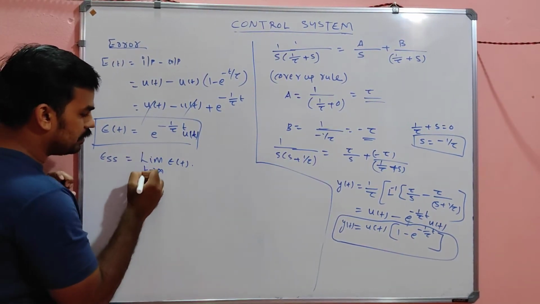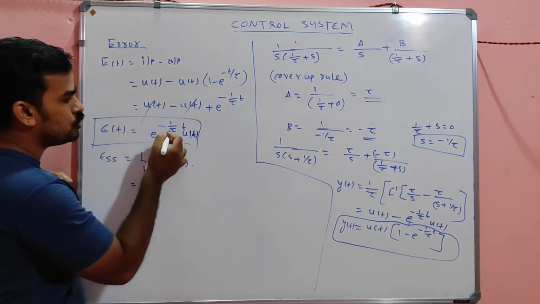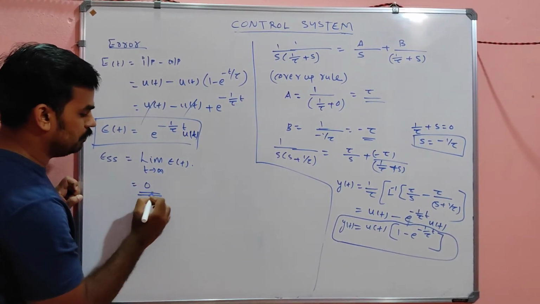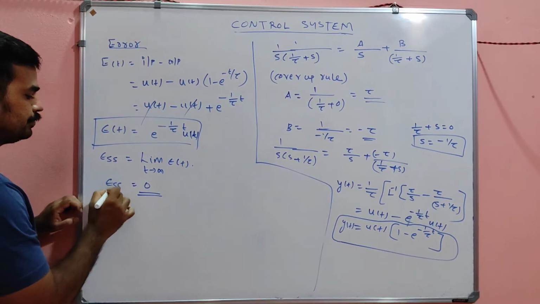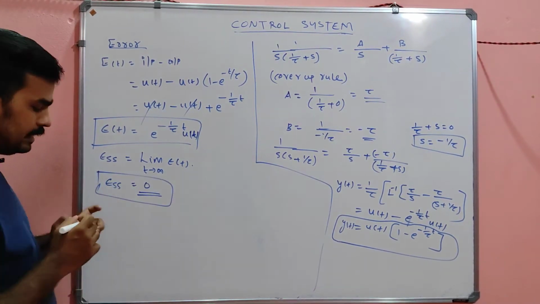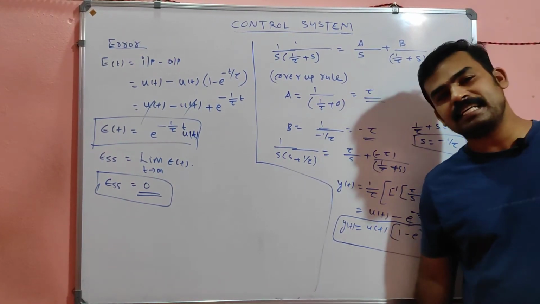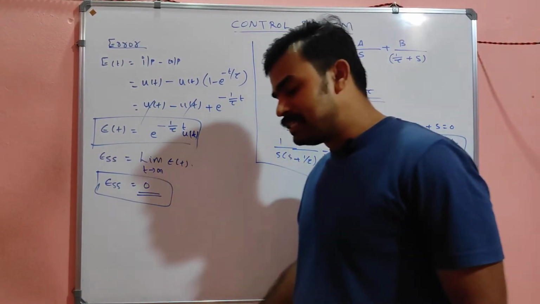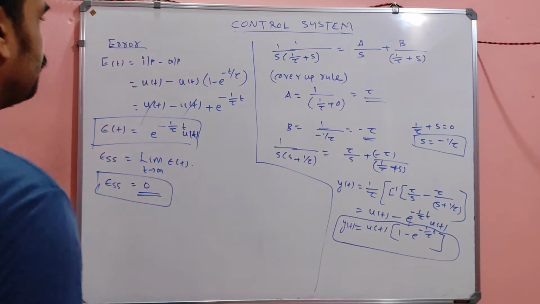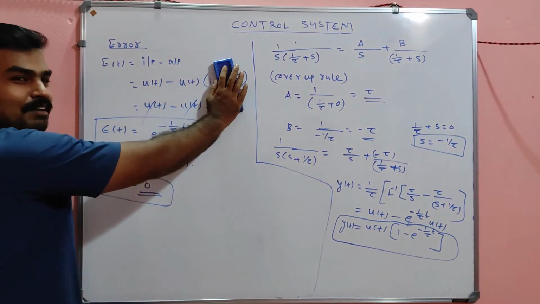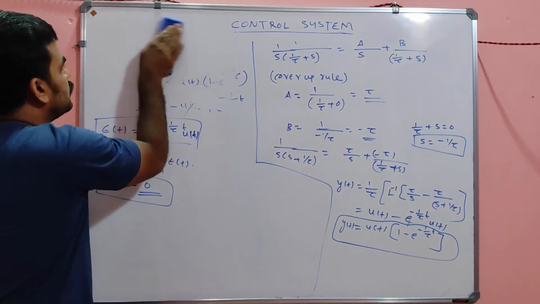Now in this case, if you apply the limit t tends to infinity, what do you get? 0. Which is an indication that there is no steady state error in the first order system if the input is what? Step input. So clear, my dears? So clear?